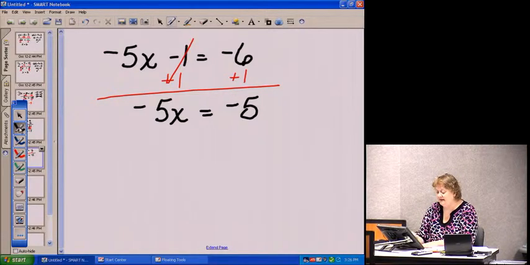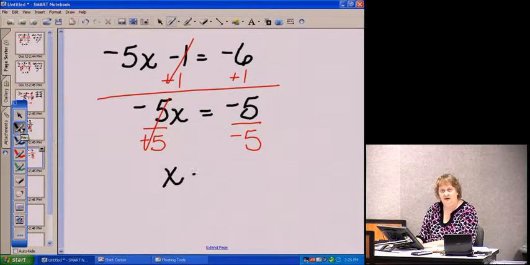Then to get the x by itself, again we have to divide by what's with the x, so that'll be a negative 5. Makes that a negative 5 on this side. Any number divided by itself is a positive 1. Leaves me x. And over on the other side, we have negative 5 divided by negative 5, which gives me a positive 1. And then our answer is just x equals 1. And again, I'll leave the check for you to work.